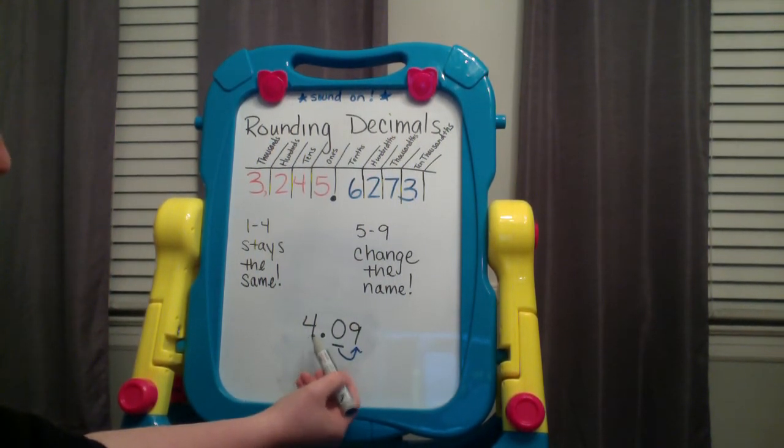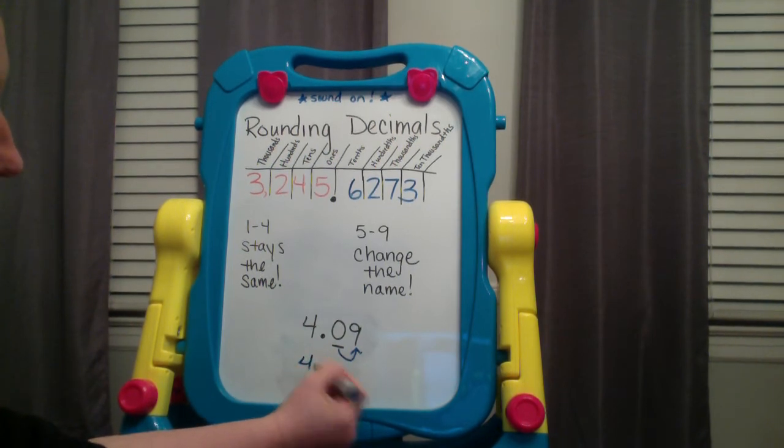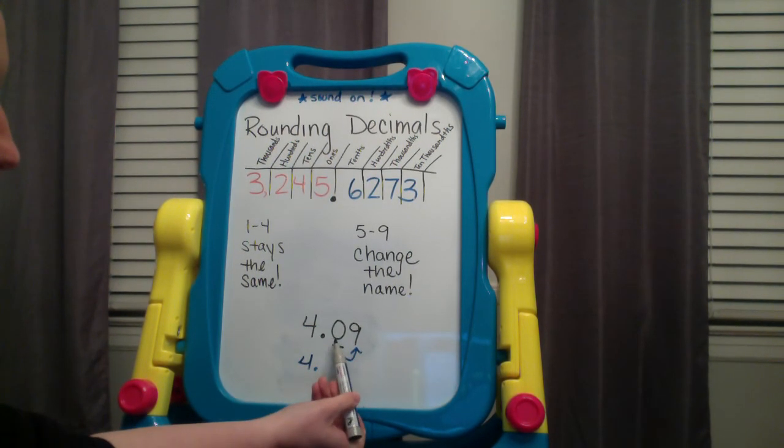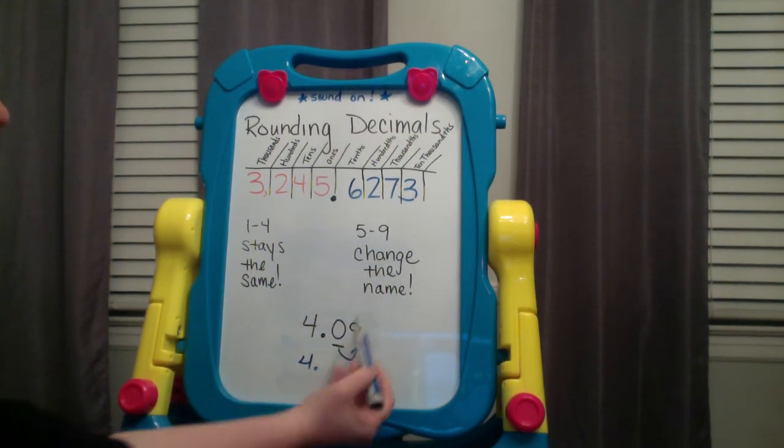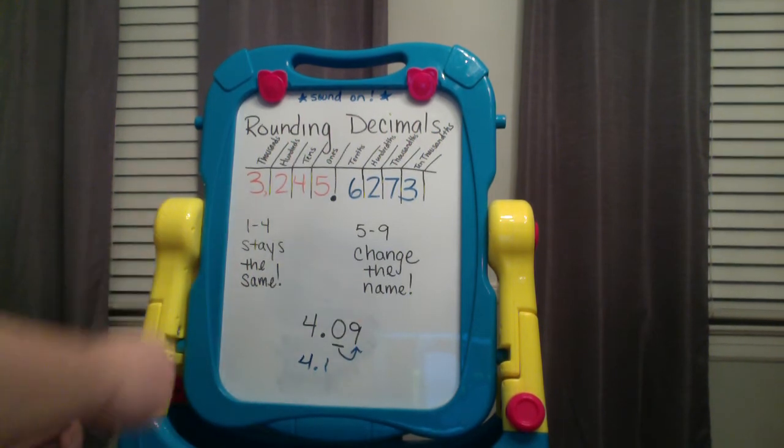So I'm just going to write 4 point, and then I'm going to figure out, will it stay the same or do I change the name? 9 tells me that it's in the 5 to 9 range, change the name. So I round up and it becomes 4.1.